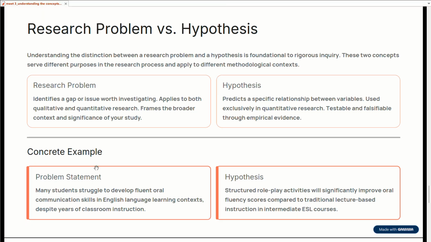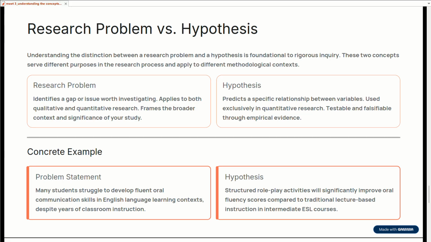Then what about research problem versus hypothesis? What is the difference between these two? Research problem identifies a gap or issue worth investigating, applies to both qualitative and quantitative research, and frames the broader context and significance of your study. But hypothesis predicts a specific relationship between variables, is used exclusively in quantitative research, and is testable and falsifiable through empirical evidence. Research problem really helps you to define the research gap.